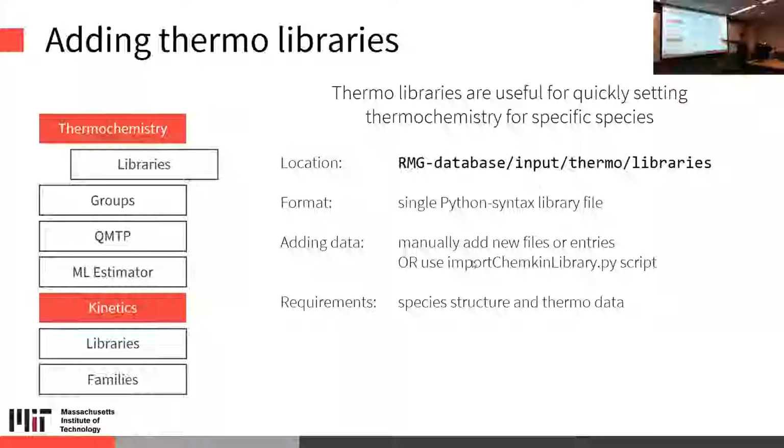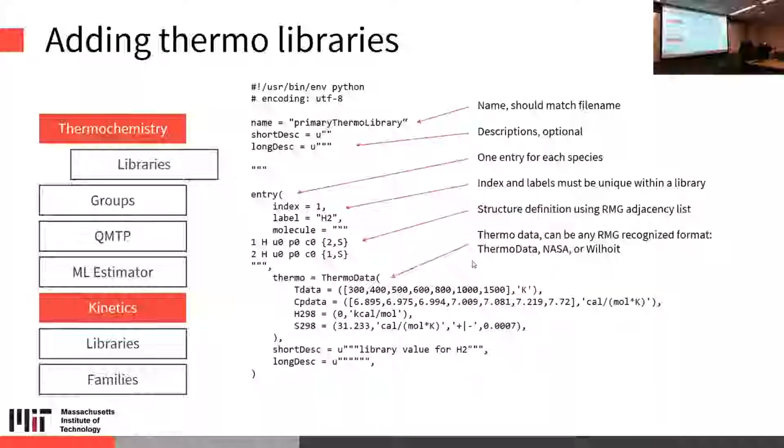And then you have your thermo data right here, which can be in any of the thermo formats that RMG supports. So here we have thermo data, which is just a list of Cp values, the H298, S298. Alternatively, you could have a NASA polynomial here as well. And I think if you use the import chemkin library script, since chemkin files list NASA polynomials, you'll get NASA polynomials in your library. Right, so this is basically it. If you want to manually add, you can just copy and paste these entries. Generally, importing chemkin is a bit easier if you have a bunch of values.